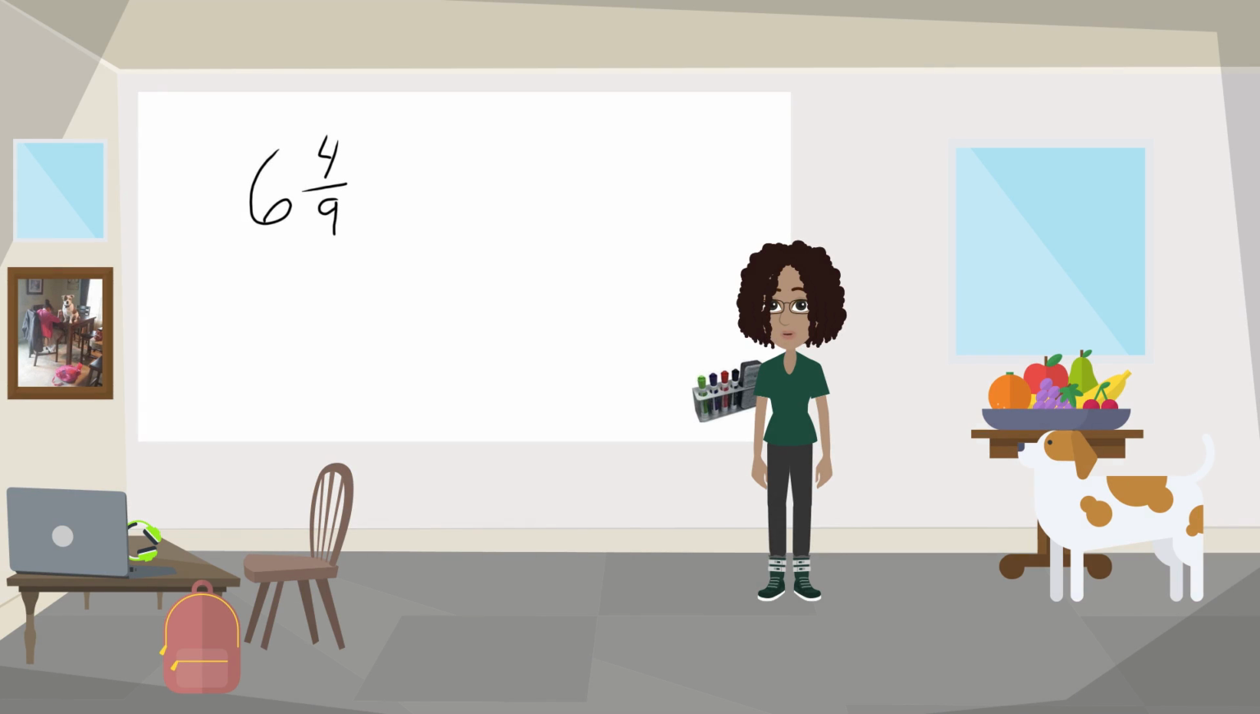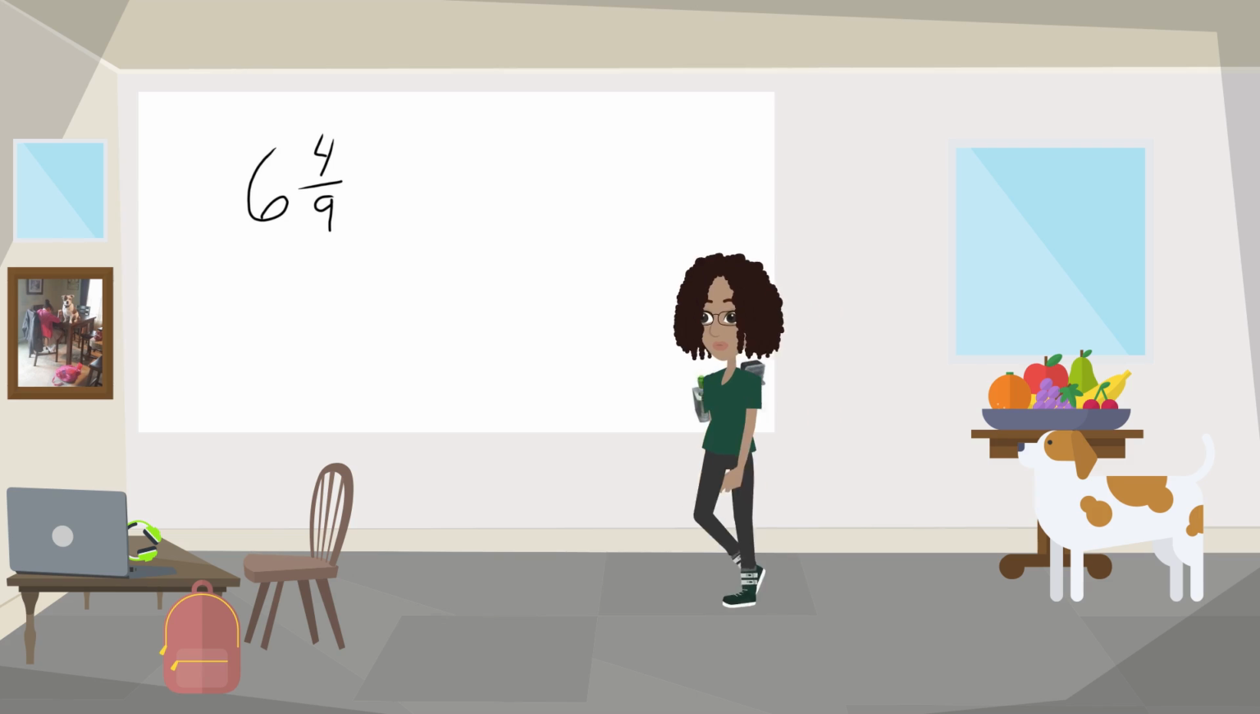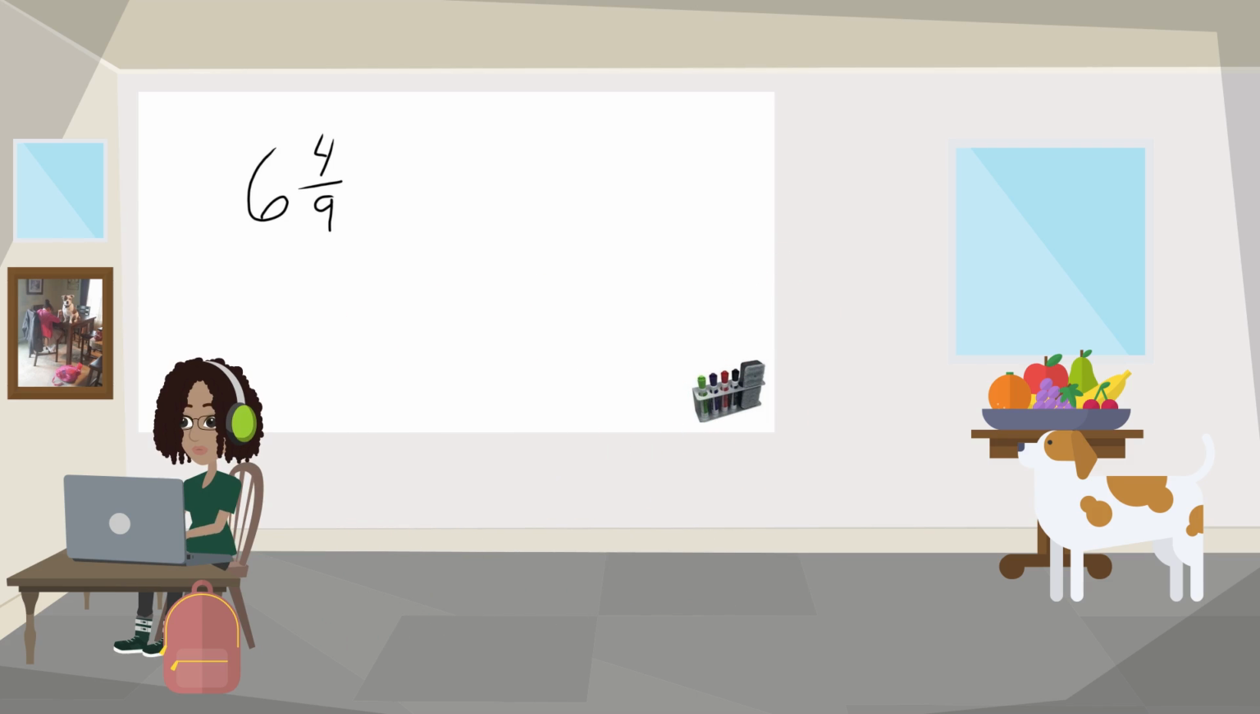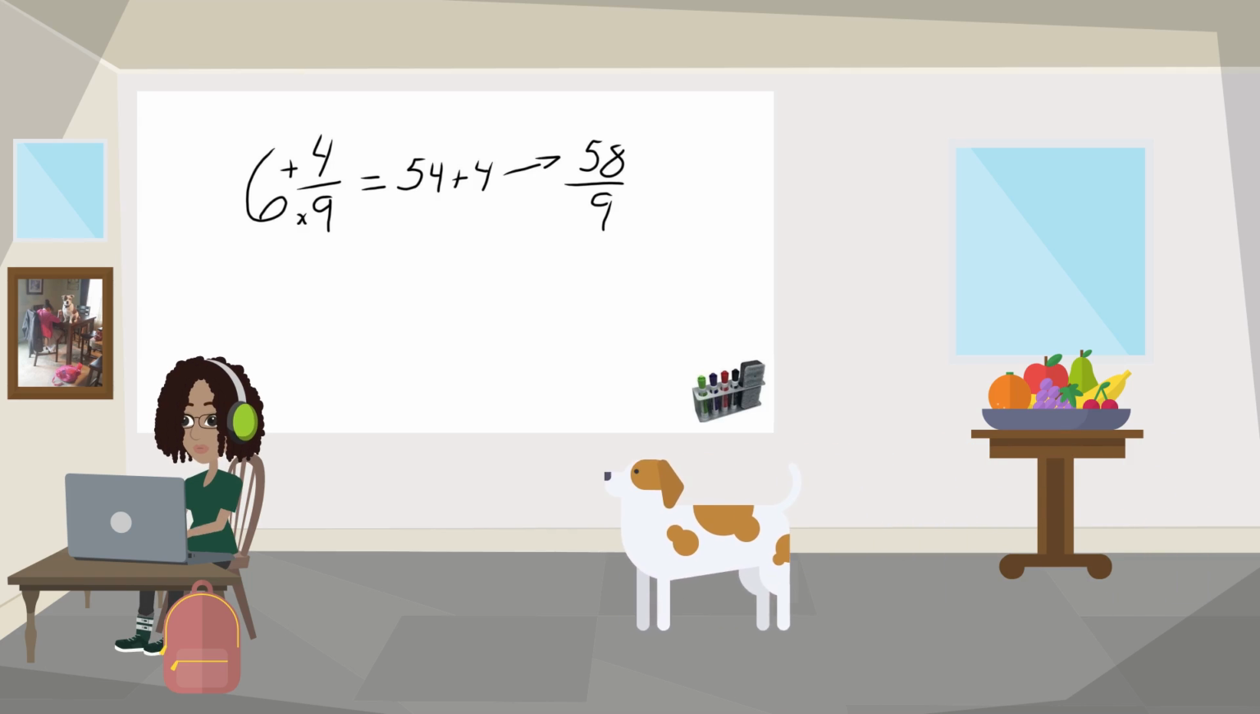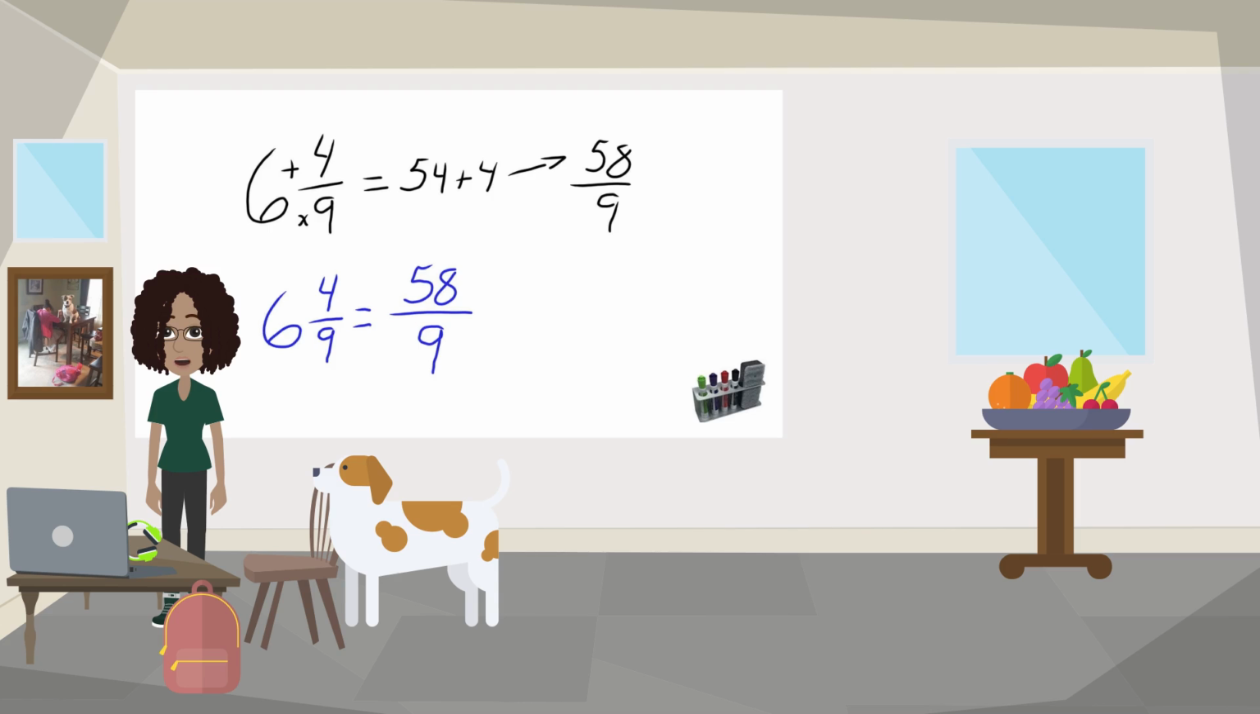Let's convert 6 4/9 to an improper fraction. First, multiply 9 by 6, then add 4. This calculation will give you your numerator for your equivalent fraction. Remember, the denominator is the same for your equivalent fraction. Pause this video if you need more time to convert 6 4/9 to an improper fraction. Six 4/9 is equal to 58/9.